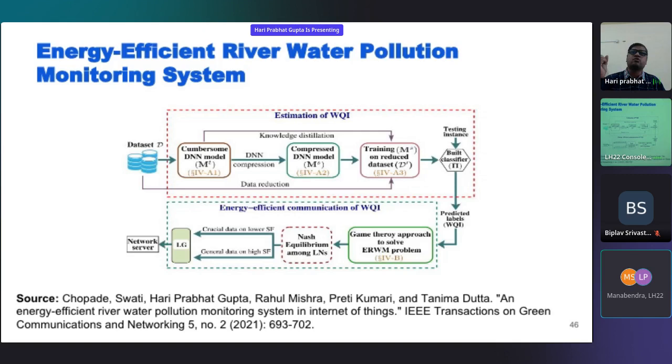And this is some sort of the machine learning and deep learning model that we have used for estimation of water quality index. Then we use game theory to make the balance between the user utility and the sample collection, so that we can make the balance, load balancing, and generate the result.